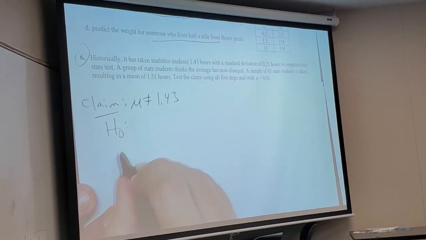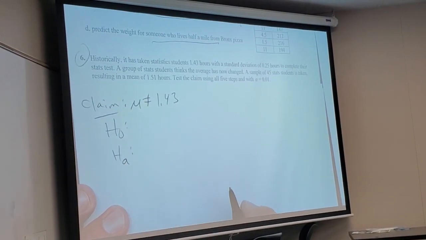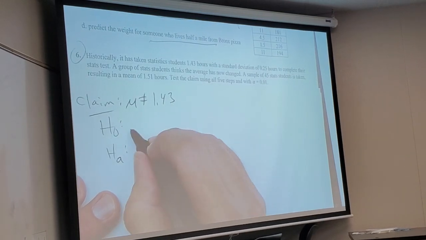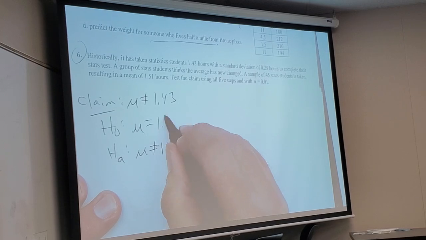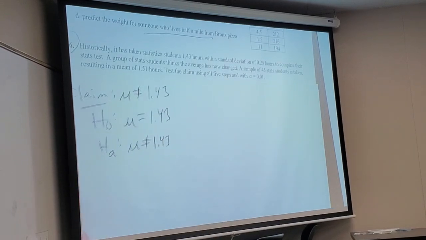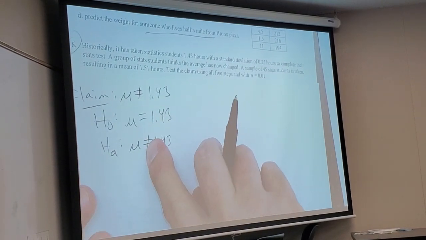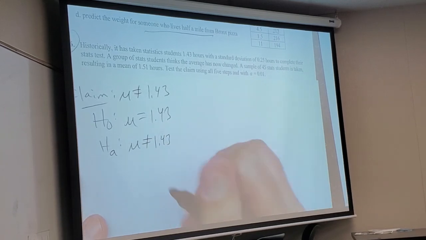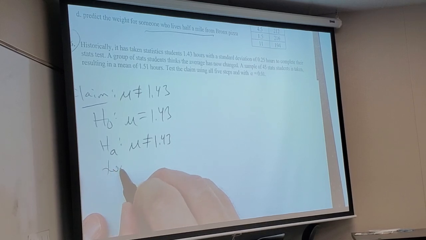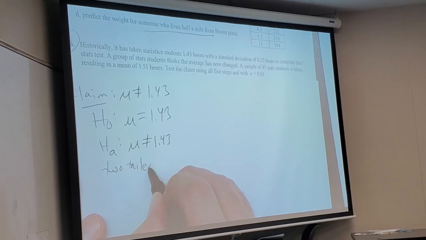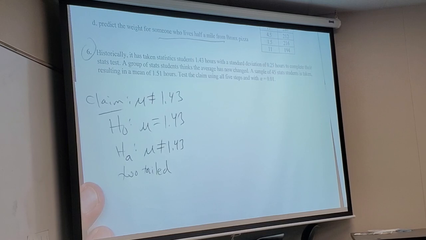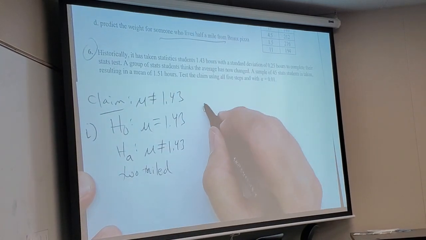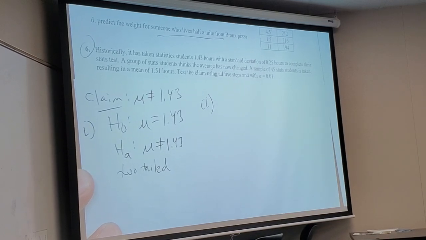So what's that going to be, the H0 or the Ha? So what's the H0 going to be? It's got to be the opposite of what the Ha is. Is this going to be a one-tail or a two-tail test? Two-tail. Not equal to could go up or down. Two-tail. So that's step one. Step two, Z or T?